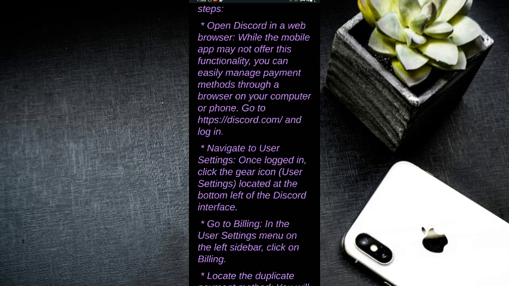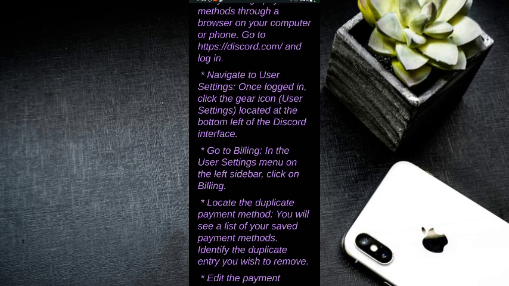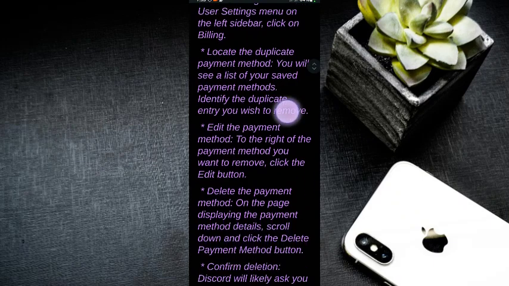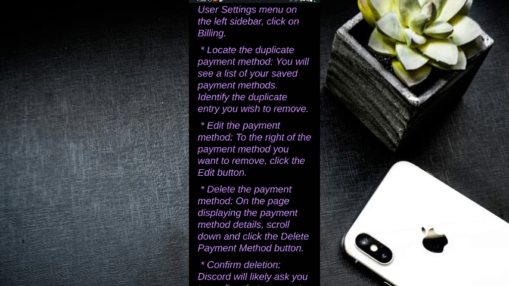Next, once you're logged in, click the gear icon located at the bottom left of the Discord interface. In the user settings menu on the left sidebar, click on billing. You will see a list of your saved payment methods. Identify the duplicate entry you wish to remove. Then to the right of the payment method you want to remove, click the edit button.